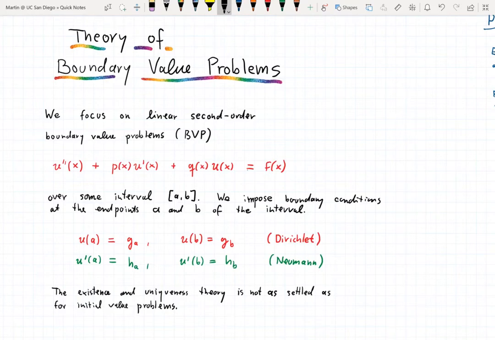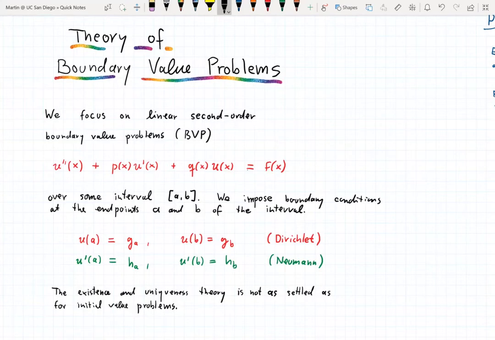There's another type of boundary conditions, the so-called Neumann boundary conditions. u prime of a equals ha, and u prime of b equals hb. So with Neumann boundary conditions, we fix the first derivative of the function. There are also other boundary conditions, such as Robin boundary conditions, for example, but we are not going to discuss them here. So as you can tell, if you come up with some interesting type of boundary conditions, you can get those boundary conditions named after you.